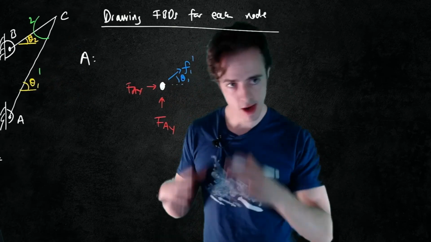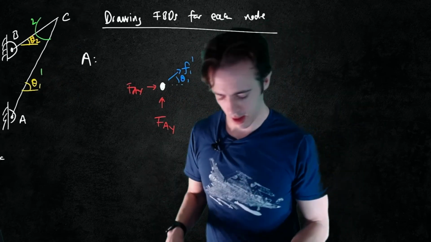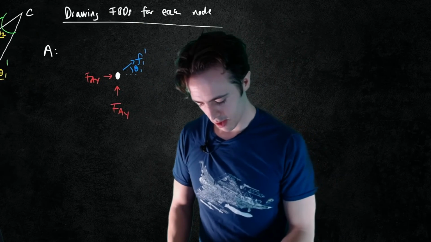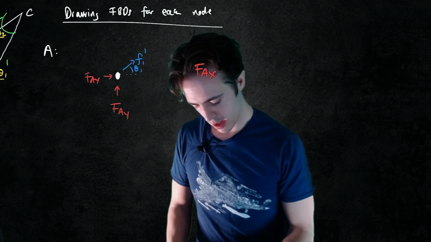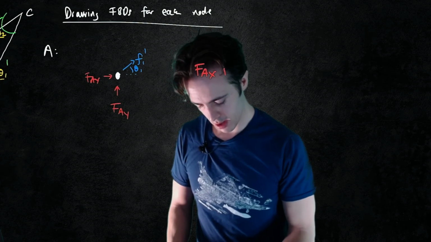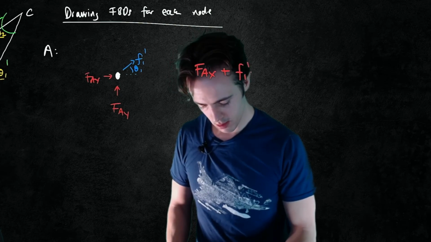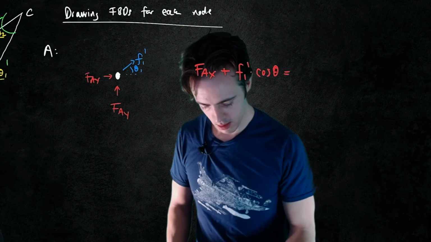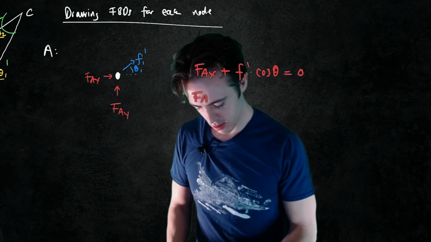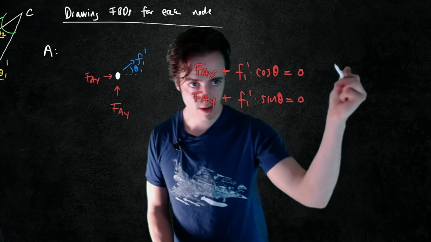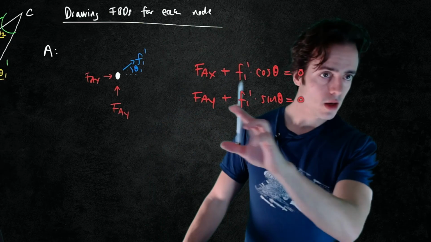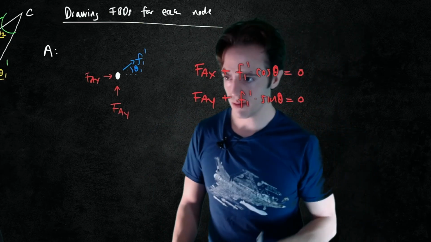Okay, so from here I can get two relationships. We should be happy with doing these now. So we should have FAX plus... Okay, so we get two relationships for node 1 for horizontal and vertical equilibrium.